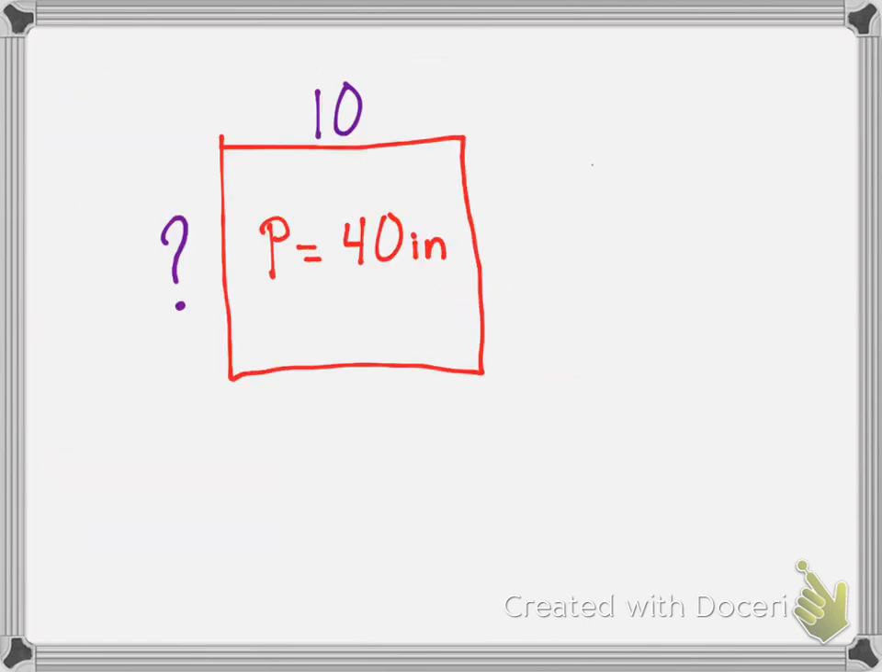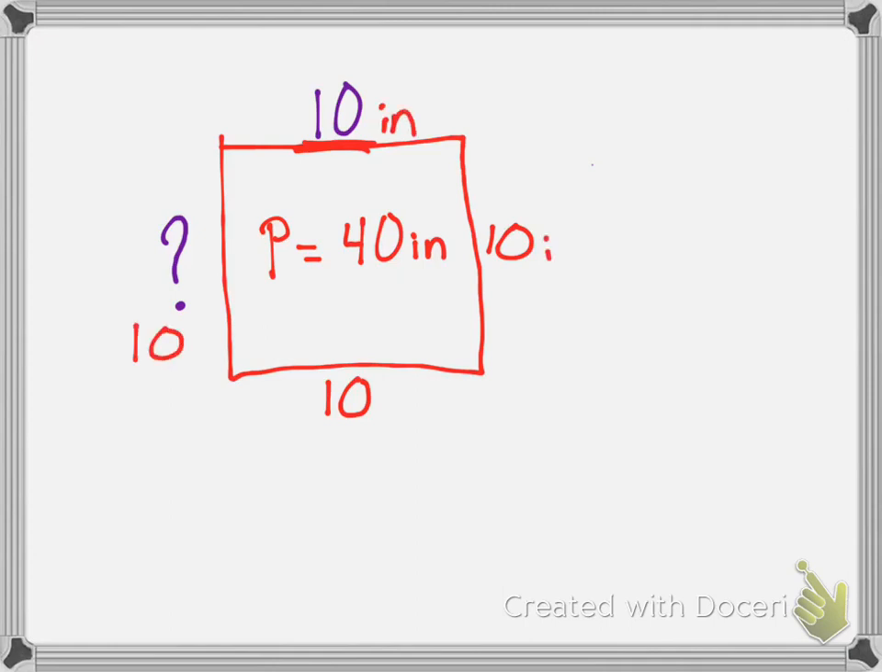All right, guys, here's a square. All right, let's remember, what do we know about a square? All sides are equal. If this side is 10, this side has to be 10. This side has to be 10, and this side has to be 10.